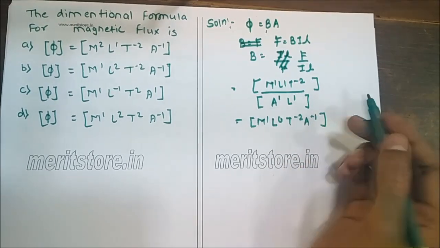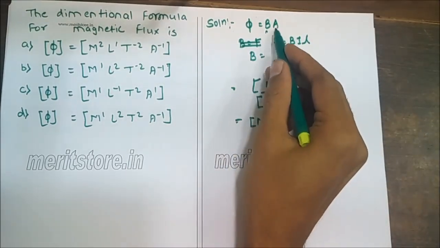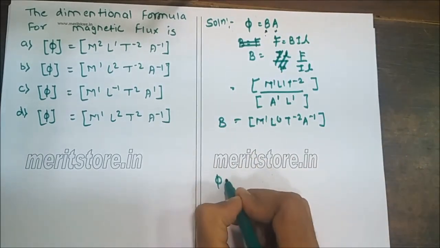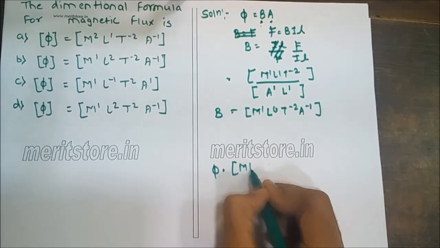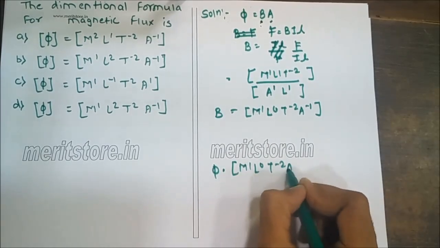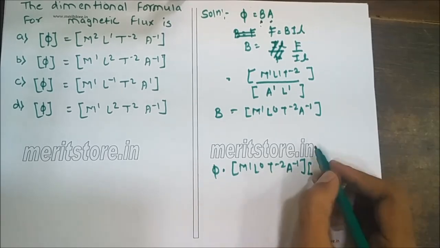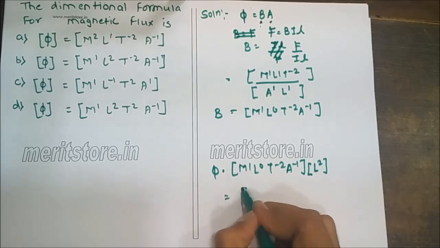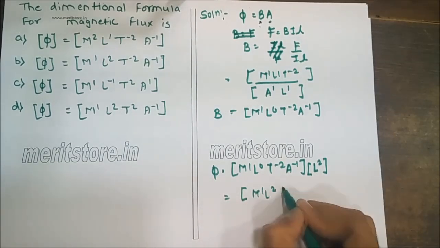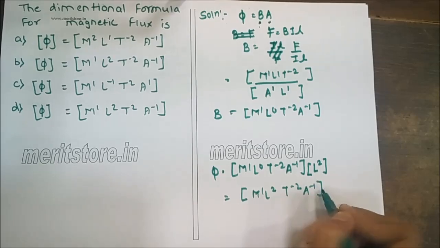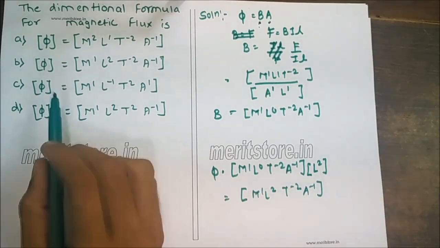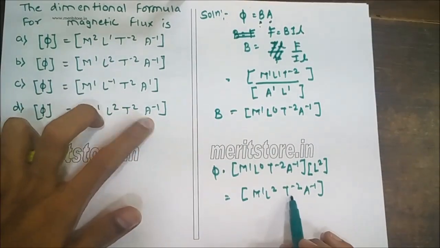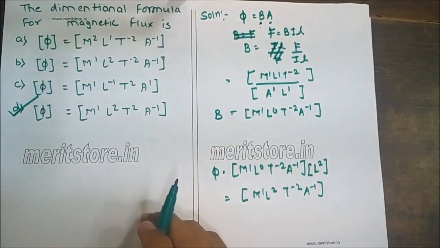Next, we found B, so we will substitute the value of B over here and multiply by the area. So φ becomes M1 L0 T raised to minus 2, A raised to minus 1 multiplied by the area, that is length square. Length to the power 2, so that becomes M1 L2 T raised to minus 2, A raised to minus 1. So this is the option M1 L2 T raised to minus 2, A raised to minus 1. D is the correct option.